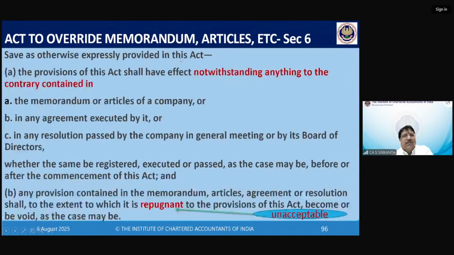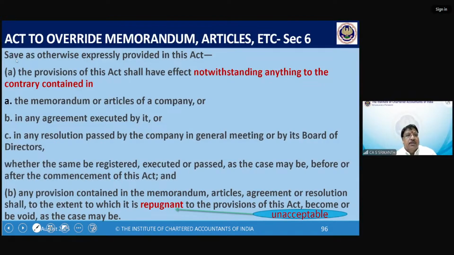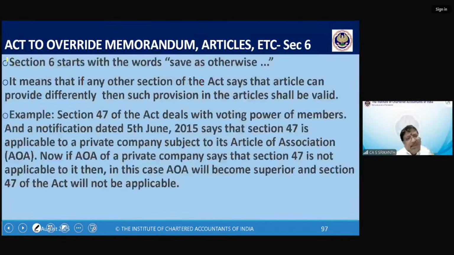Section 6 starts with the words "save as otherwise." Save as otherwise means, in case it is provided differently in the Act anywhere, that will apply. That means there could be sections in the Act that say that the articles can provide differently. So if there are such sections, then such section or such provision shall be valid.